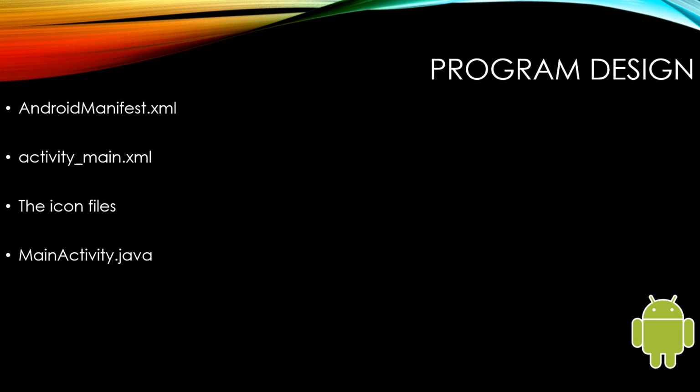The programming design is comprised of 4 parts: the Android manifest.xml, the activity main.xml, the icon files, and the main activity.java.